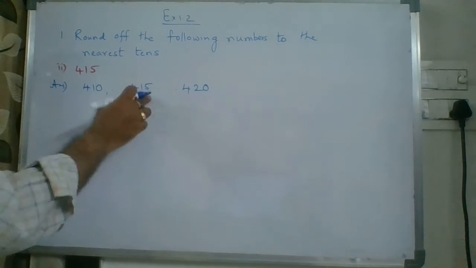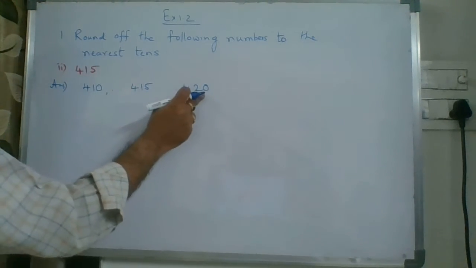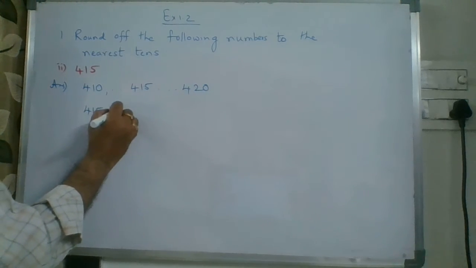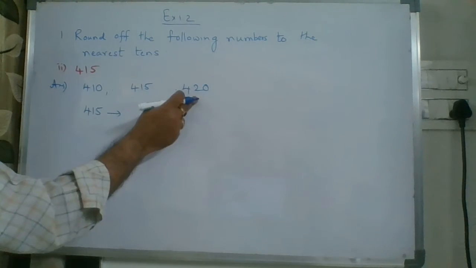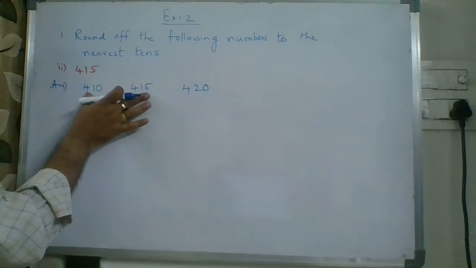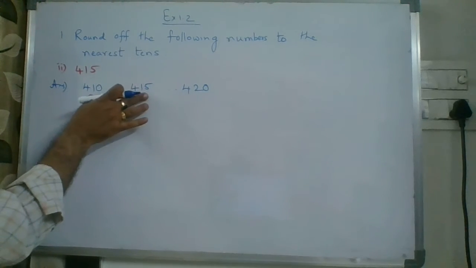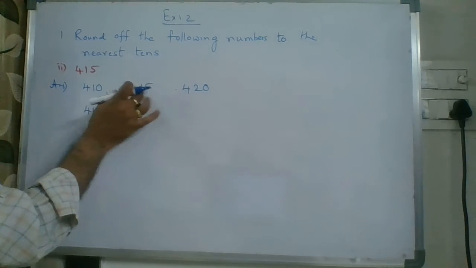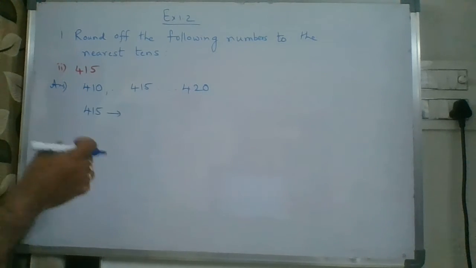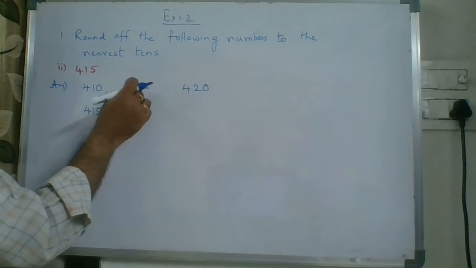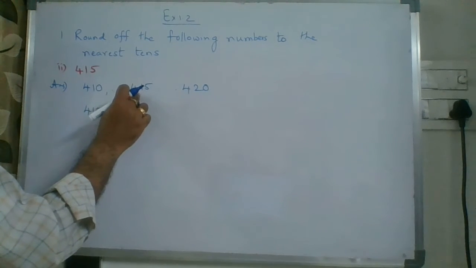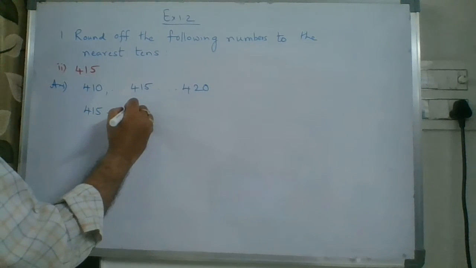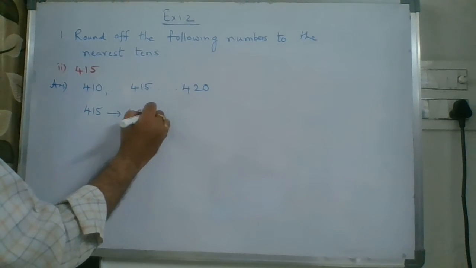Now this 415 lies between 410 and 420, and 415 should be rounded to which number, 410 or 420? The difference between 410 and 415 is 5, and between 420 and 415 is 5. Both are the same, so 415 is in the middle. Therefore, as said earlier, 415 is rounded to 420 because it is on the right side of the given number. Okay.